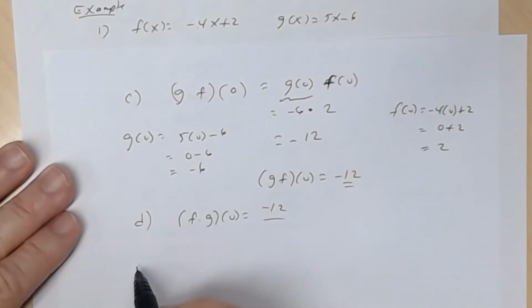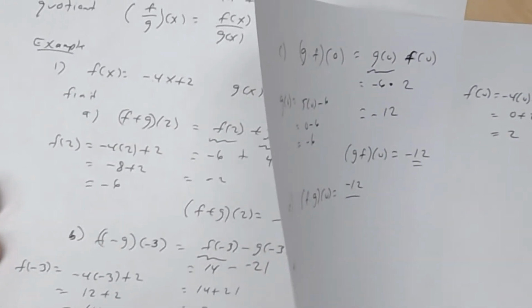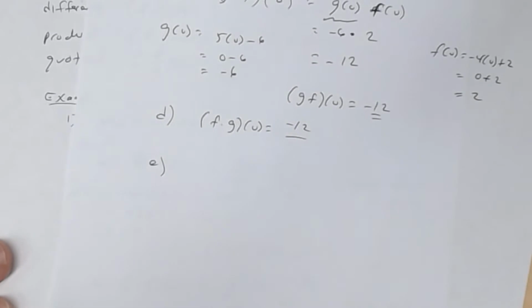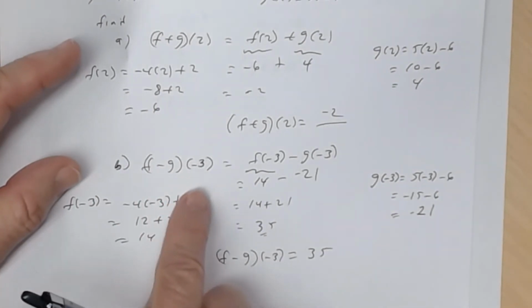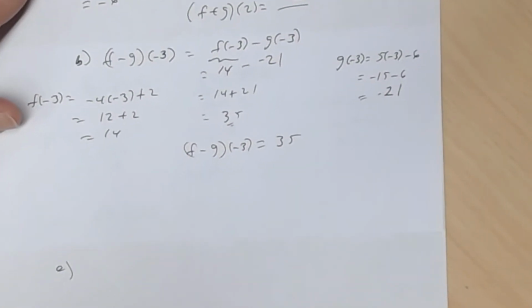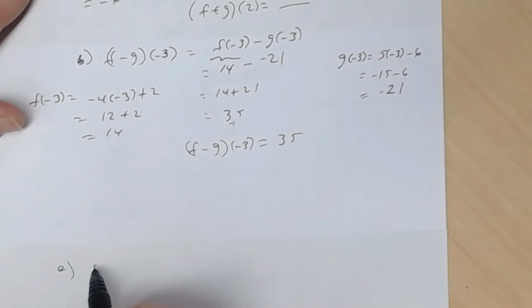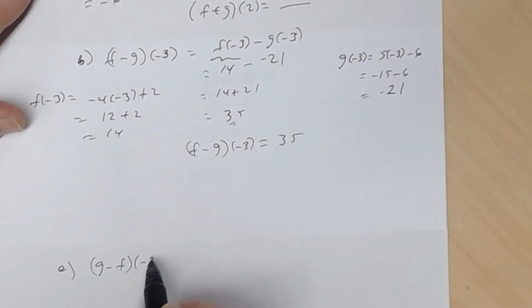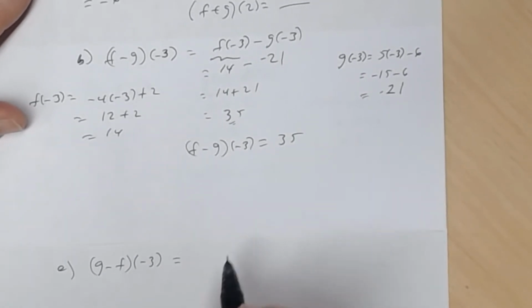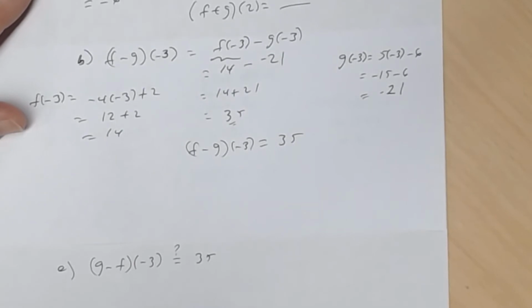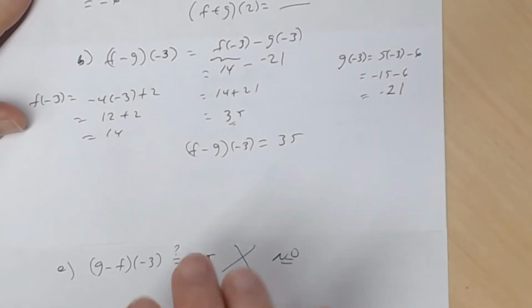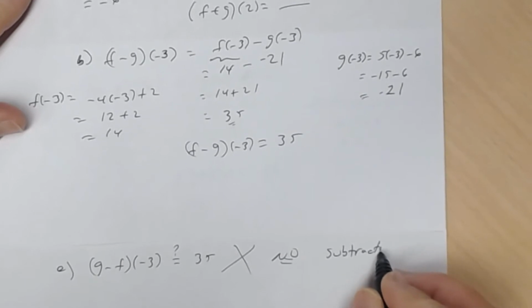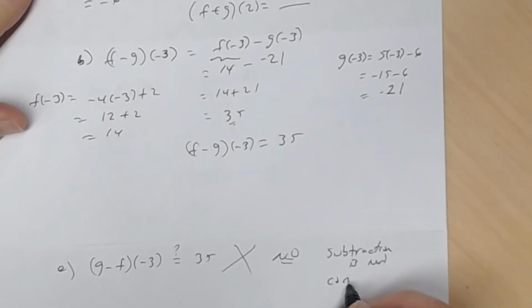Now, what if I asked you this? Remember a while ago, let me see if I can find it. Oh, here we go. Where I had f minus g at negative 3, we said was 35. I'm going to put that here. Now my question for part E is: what would g minus f at negative 3 be? Is it also 35? No, it's not, because remember, subtraction is not commutative.